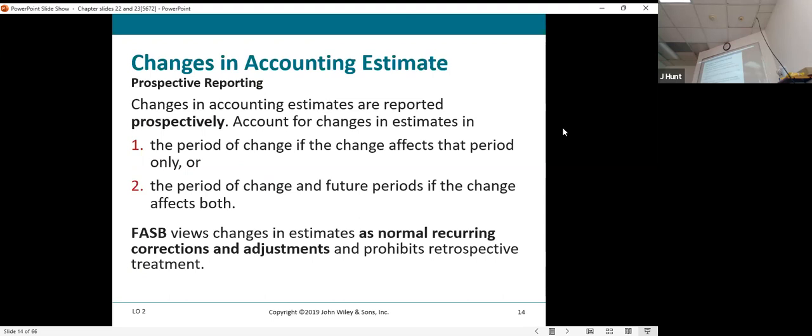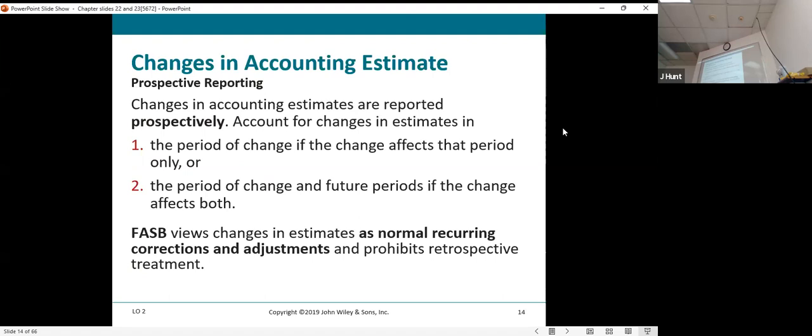So any changes in estimates, accounting estimates, we deal with those prospectively. So we change it going forward. Right? So we don't go back for this one. We just account for the changes in the period of change, if the change affects that period, and then we just go forward. And of course, we have to disclose.